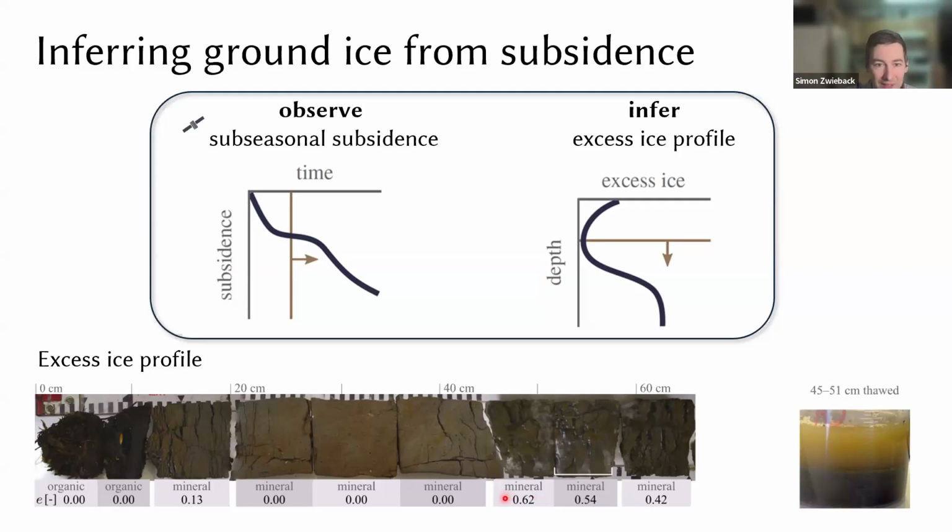And the idea is that in a very warm summer, we can see some of that ice already start to melt, and we see that as subsidence at the end of that late summer, at the end of that warm summer.